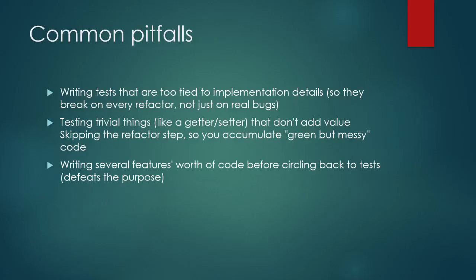What are the common pitfalls? When we write several features and then circle back to test them, it defeats the purpose, because we should do the testing ahead of writing the code, and not after. There are also some trivial things like getters and setters where we may skip the refactor step.